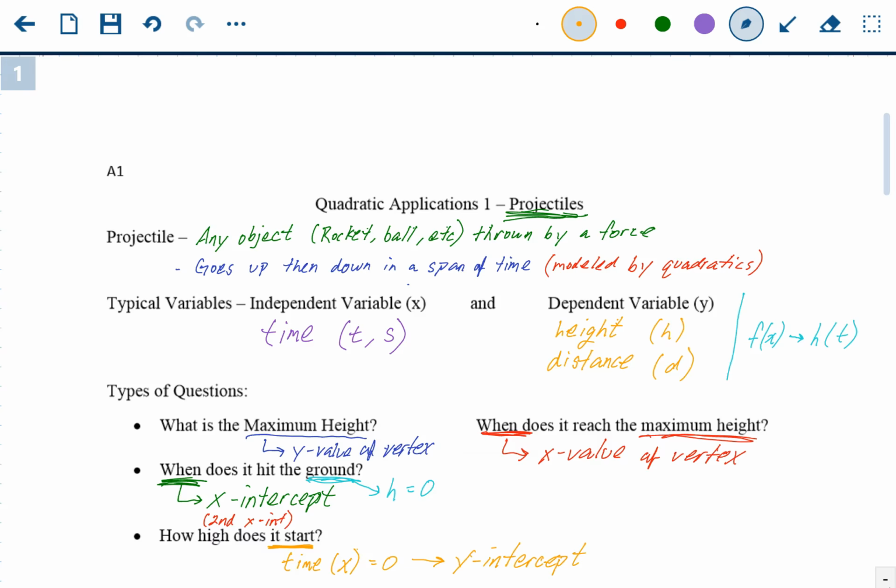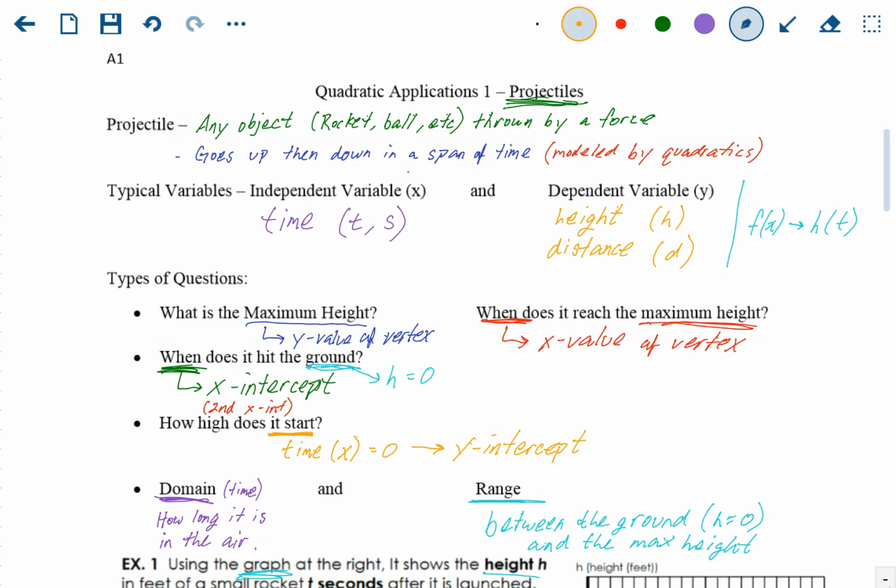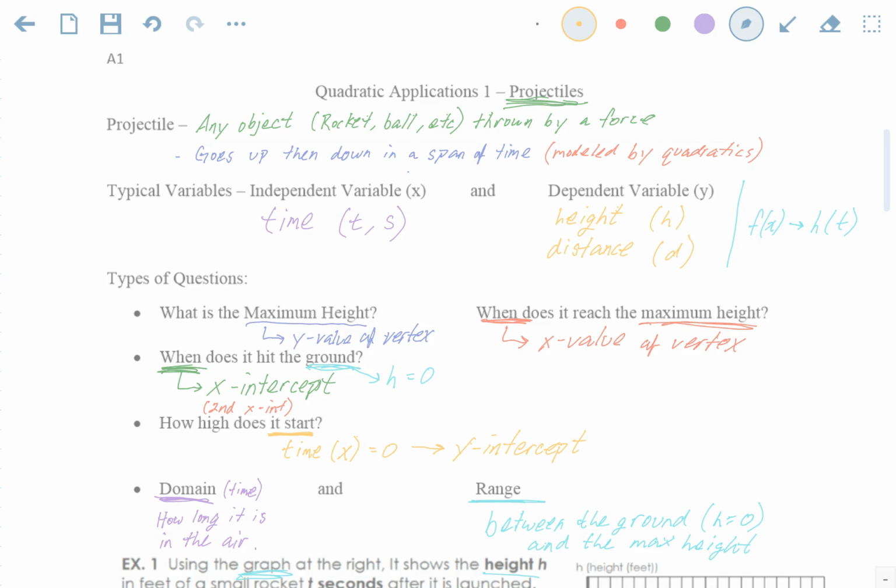Alright, so bring it back up to the top here. That's kind of the gist of projectiles. This is the most common application of quadratics, and this is the one we're going to go in depth with the most. So just remember, be able to identify what type of problem is being asked, what part of the graph you need for that particular problem, whether it's the vertex, whether it's the intercept, whether it's some other point. And remember, domain and range are also different.